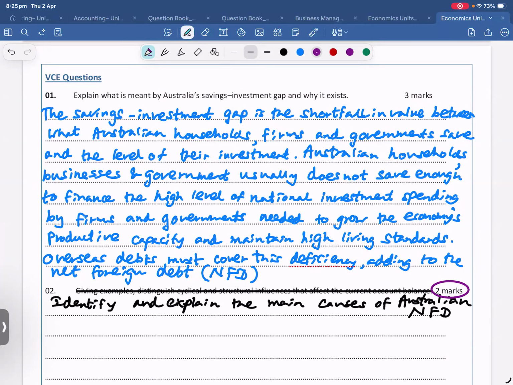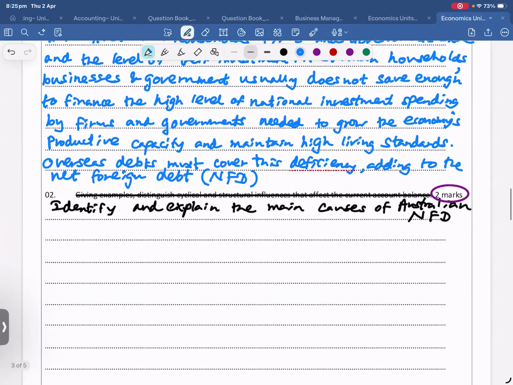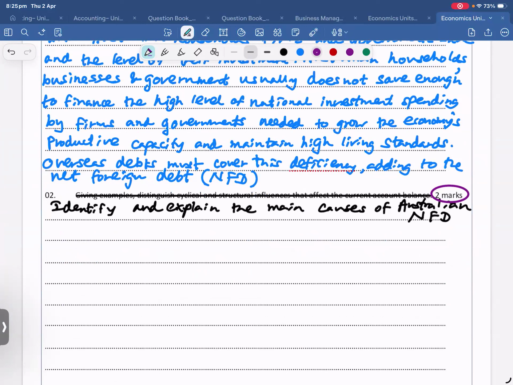Okay, so what are the main reasons, guys, for this one? I'll give you one by one. Firstly, what do you think? Tell me yours. Identify and explain the main causes for Australian NFD. One I already said. What is it? Lack of domestic savings, yes?